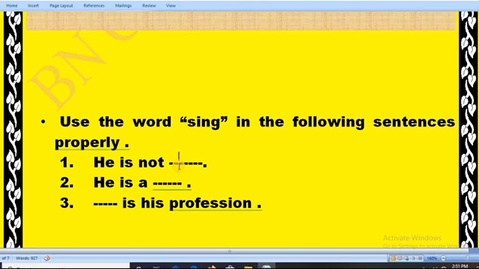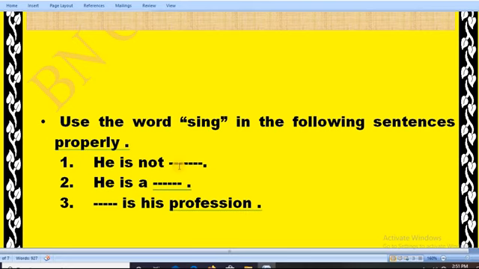Singing, that is correct. He is a dash. He is a sing. Is it correct? No. He is a singer. Is it correct? Yes, definitely it is correct. He is a singer. That is meaningful. Dash is his profession. Sing is his profession. Is it correct? Definitely not. But when I say singing is his profession, that is correct.